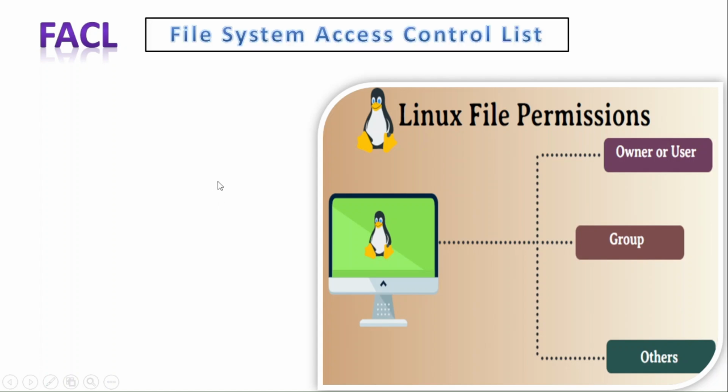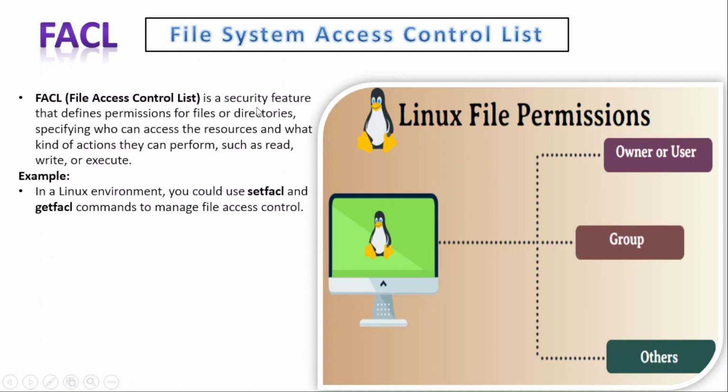FACL, that is File System Access Control List. So FACL is a security feature that defines permissions for files or directories, specifying who can access the resources and what kind of actions they can perform, such as read, write, or execute. Example: in a Linux environment, you could use setfacl and getfacl commands to manage file access control.